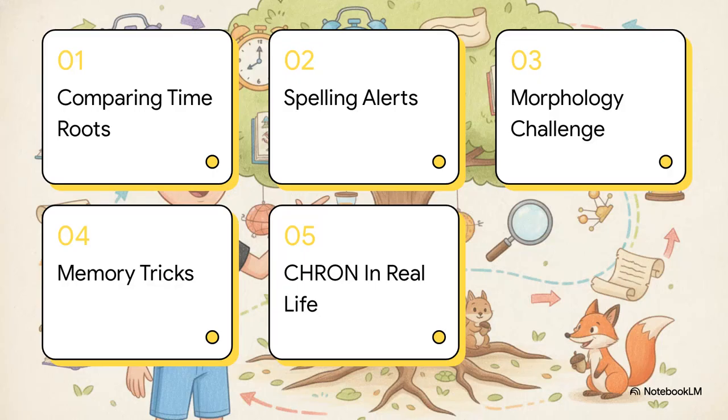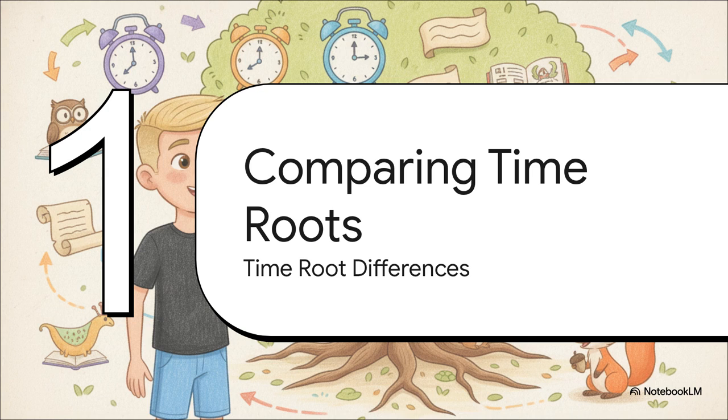Okay, here's our game plan for today. We'll start by comparing time roots, check out some spelling alerts and patterns, tackle the morphology puzzle challenge, grab some memory tricks, and finally, we'll see Chron out in the wild, in real life. All right, let's jump right into section 1, comparing time roots and really understanding those differences.